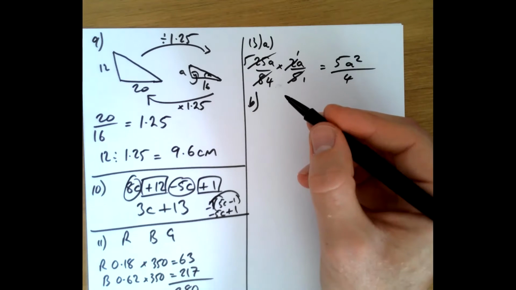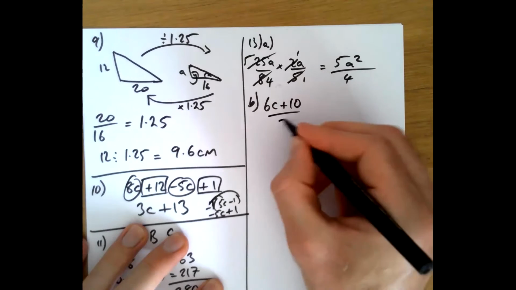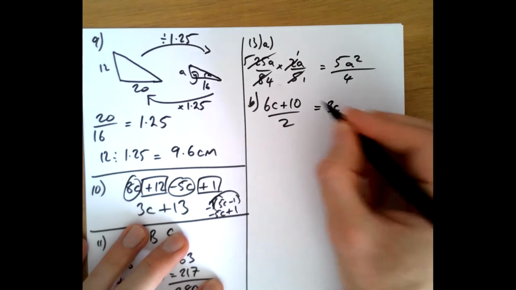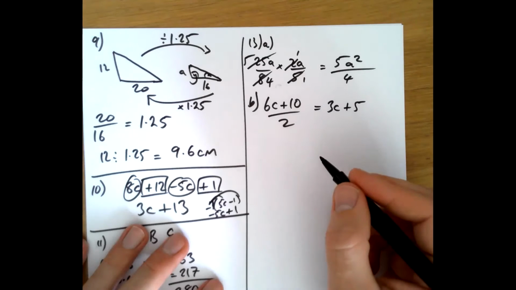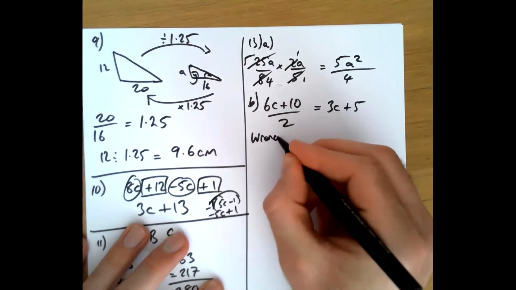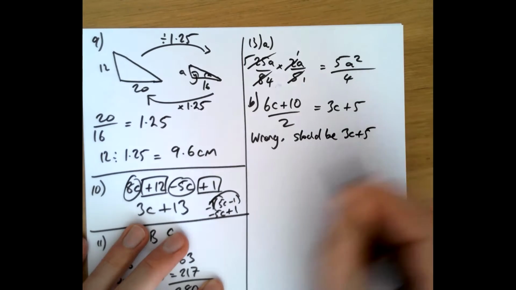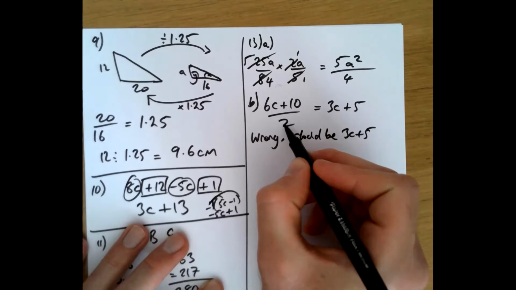And then B, it says Sophia is trying to simplify 6c add 10 over 2. Well, let's just simplify it. Half of 6c is 3c. Half of 10 is 5. Her method is divide 6c by 2. Well, we just did that. Then add 10. Evaluate her method. She is wrong. Should be 3c plus 5. So when you've got a fraction like this, you're dividing the 6c by 2, but you also have to divide the 10 by 2 as well.